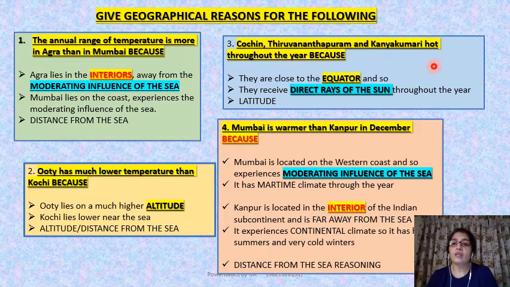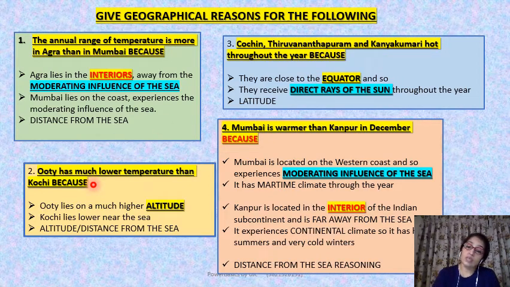Cochin, Thiruvananthapuram and Kanyakumari are hot throughout the year. This doesn't have to do with proximity to the sea, that's not the reason for it, right? They are close to the equator, latitude. They receive the direct rays of the sun throughout the year, and therefore they are hot throughout the year. For this answer, don't write that moderating influence of the sea. This is heat. Heat has to do with direct rays of the sun, lying in the tropics, lying close to the equator. Okay.